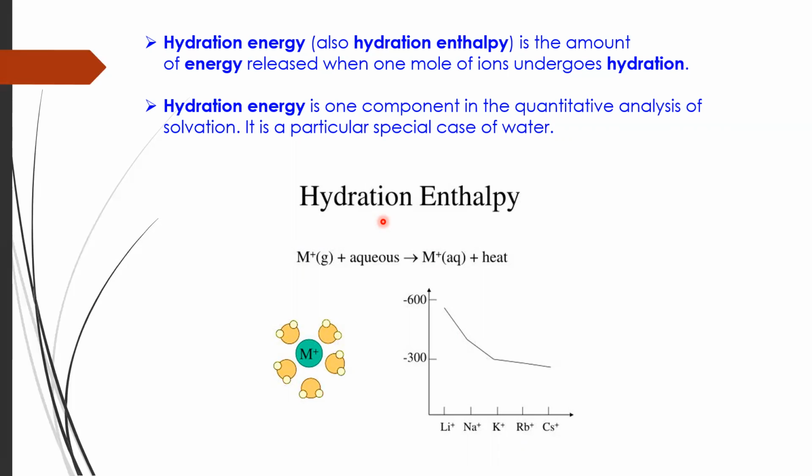Basically, why do we say solvation? Solvation means addition of solvent. Now, water is the universal solvent, hence this is a particular special case of water. So here M(g) means metal, M means any metal of group 1. M+(g) gives M+(aq) plus heat. The heat energy that is released is your hydration enthalpy.